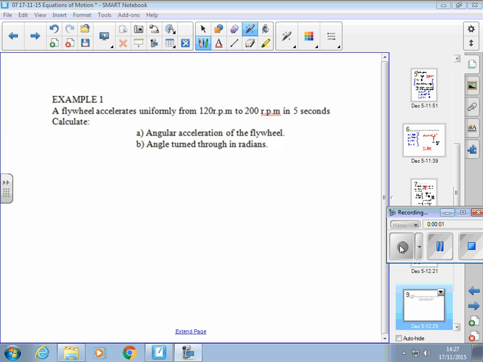Example, it's in your notes. We've got a flywheel. We're going to talk specifically about flywheels in a moment anyway, but let's look at this flywheel. It accelerates uniformly from 120 RPM to 200 RPM in 5 seconds. Calculate the angular acceleration of the flywheel and the angle turned through in radians. So we've got to extract the information.